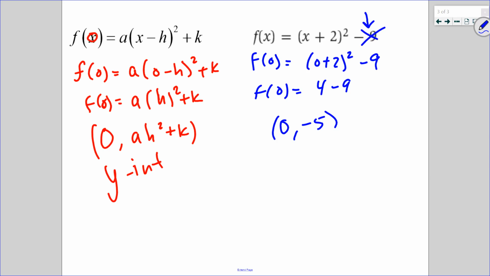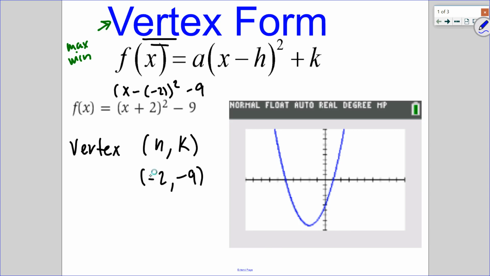So just like every quadratic, we want to be able to find x-intercepts, y-intercepts, and the vertex, the max or min. But in vertex form, it's very, very easy to find that vertex. It's at h, k. All right, try some out on the worksheet.